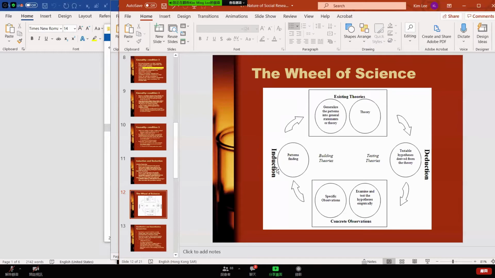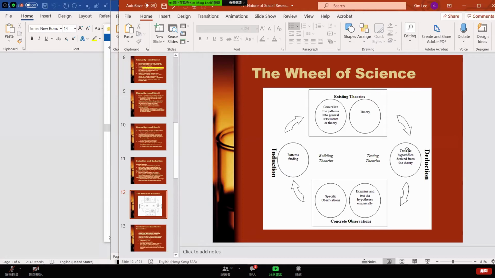You know what I mean? So this will go on and go on. That means in this case, you can use deduction to test your theory. And maybe you find out something wrong. And then you use induction, qualitative research, to find out why and what can be modified. And then you modify your theory, it becomes a new theory. So this is theoretical development.